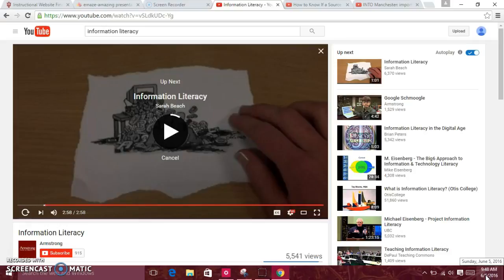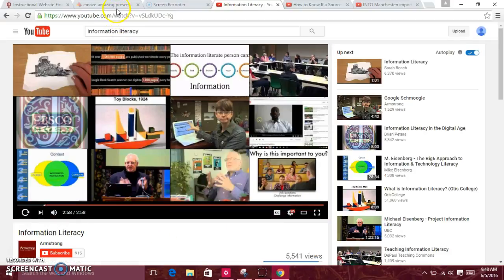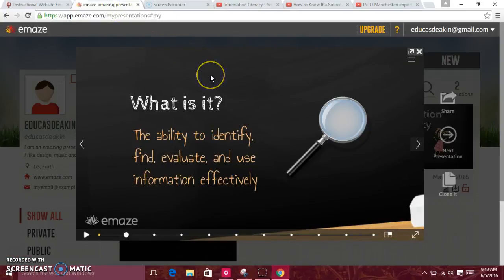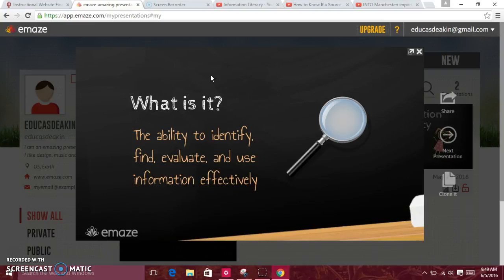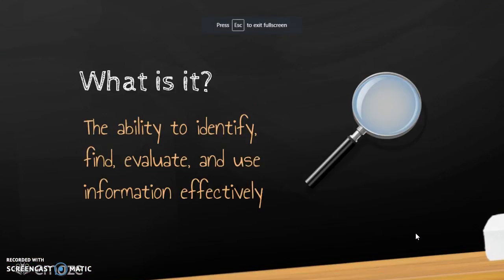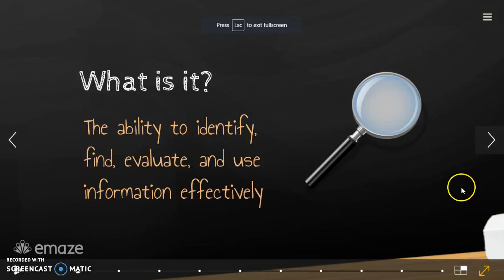Okay, so that was just a little video kind of describing what that's about. Now, the video used the word need instead of identify and assess instead of evaluate, but those two terms are essentially the same. So that gave you some practical examples as to what information literacy is and how it can be used.